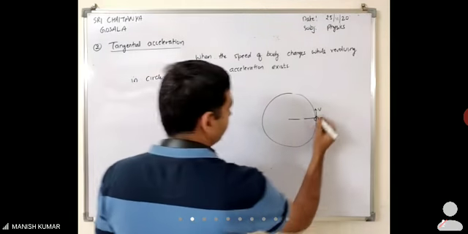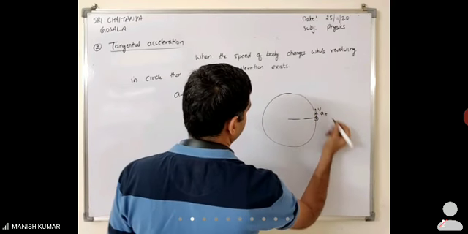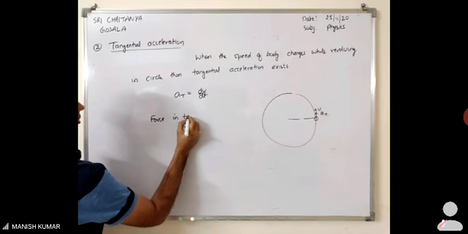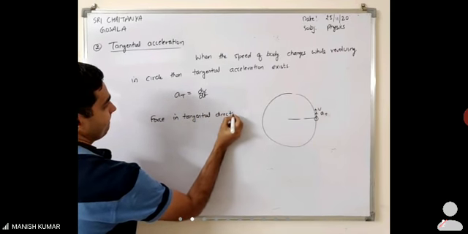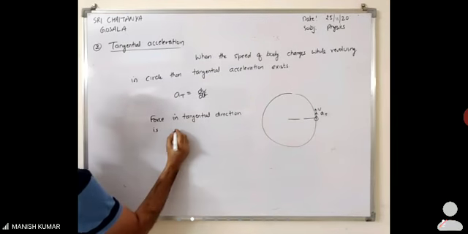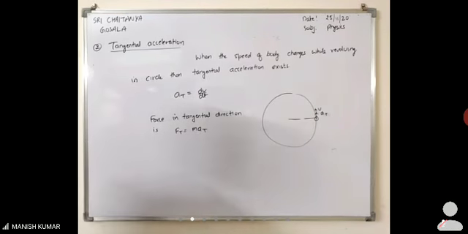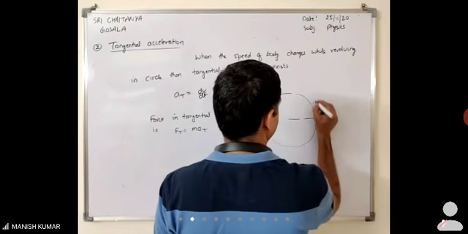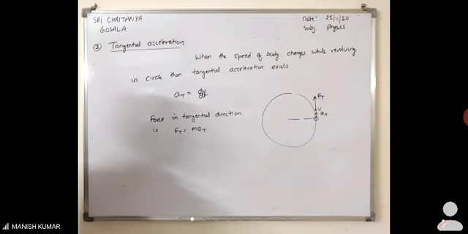If there is acceleration, there must be some force, and without force there cannot be acceleration at all. The force in the tangential direction will be Ft equal to ma. This tangential force is acting along the velocity or opposite to the velocity. That depends on whether the speed is increasing or decreasing.